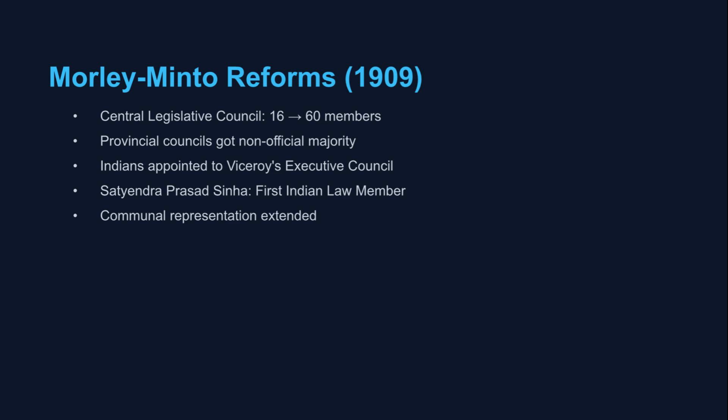Most significantly, it associated Indians with executive power. For the first time, Indians were appointed to the viceroys and governors' executive councils. Satyendra Prasad Sinha became the first Indian to join the Viceroy's Executive Council as law member. This was a historic breakthrough. However, this act is equally remembered for institutionalizing communal representation. Separate electorates were extended not just to Muslims, but to Sikhs, Christians, Anglo-Indians, and Europeans. This system would have lasting and divisive consequences for Indian politics.